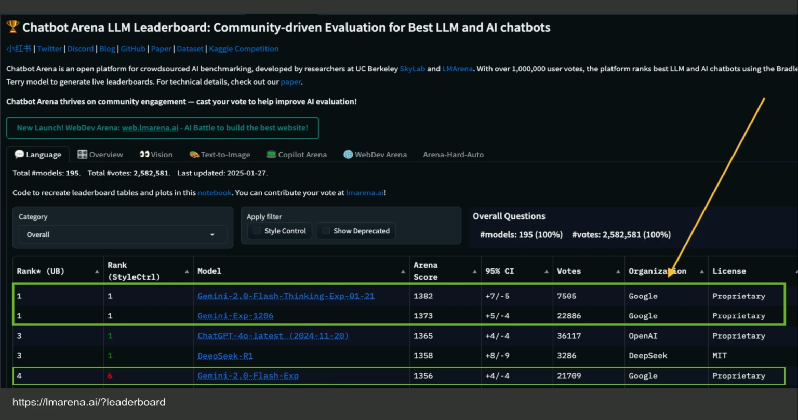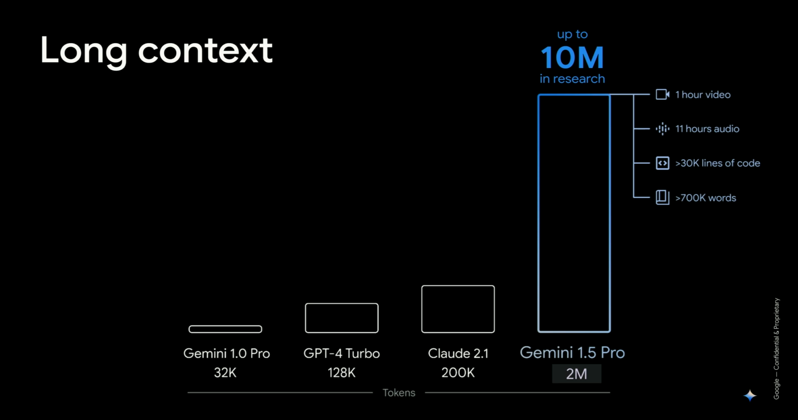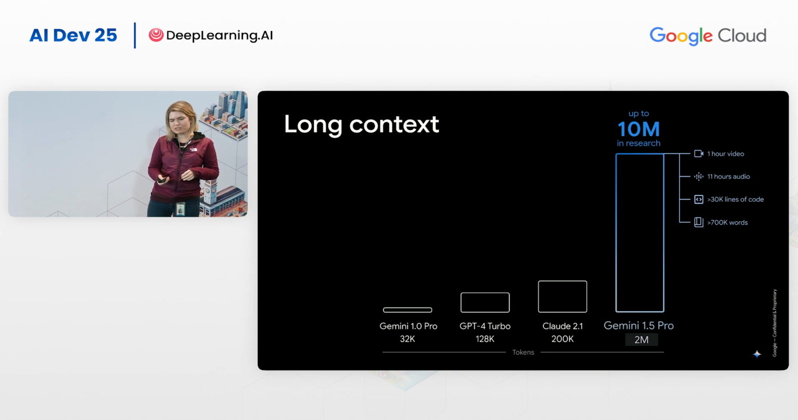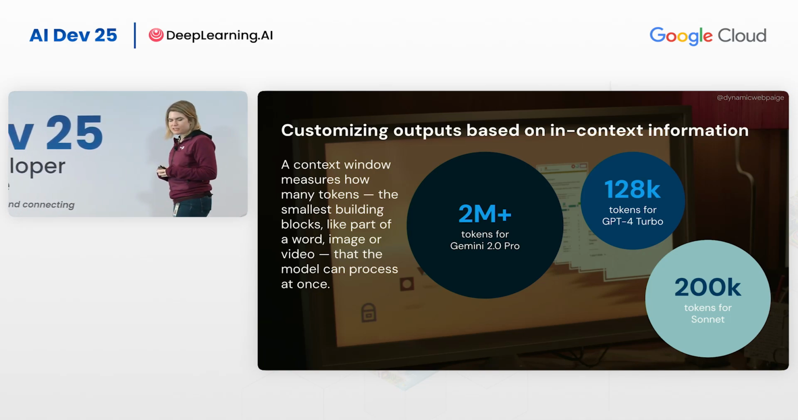These models have been doing pretty well on the leaderboard. This is a screenshot from a couple of weeks ago from the LMSys leaderboard. And we've been investing pretty heavily in things like long context. Long context is pretty important, though I don't think we do a great job of explaining why. We've been able to get up to 10 million tokens in the context window in some of our research experiments, as compared to some of our competitors.